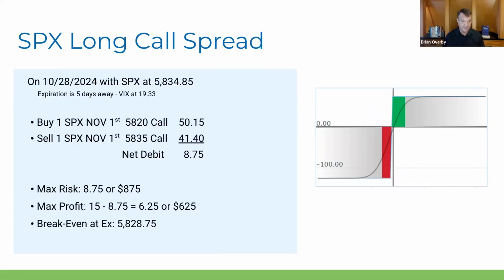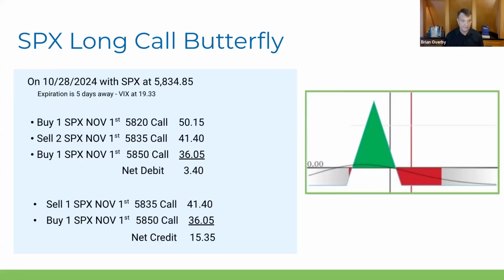I do have a degree in math, but I don't like doing it on the fly in an event. And if I look at all of these, here's my simple adjustment. I don't care that I'm paying $3.40 for this butterfly. I know my max upside on the butterfly, the distance basically from this strike to this strike, is going to be 15 points or $15.